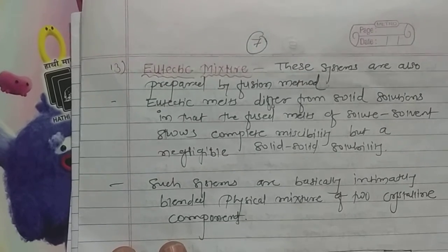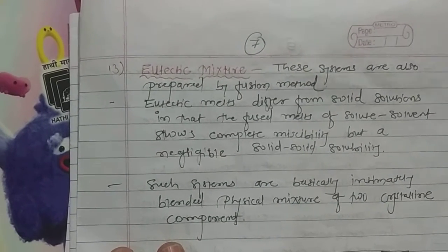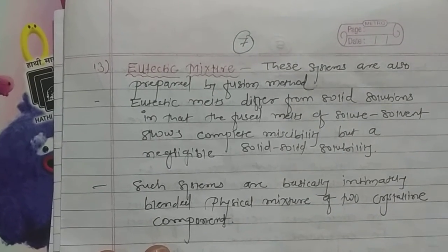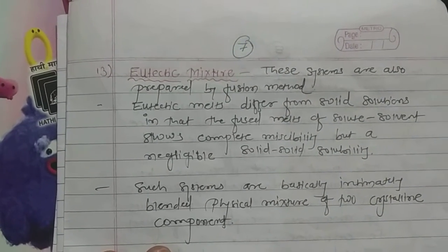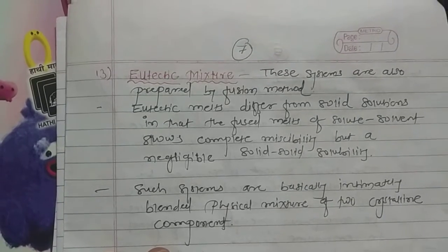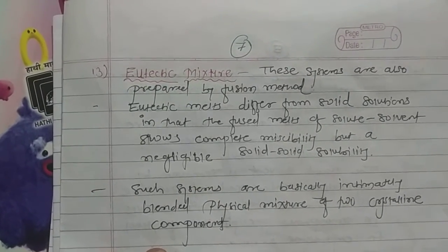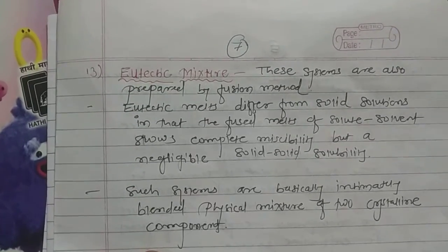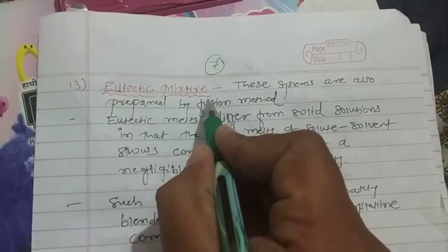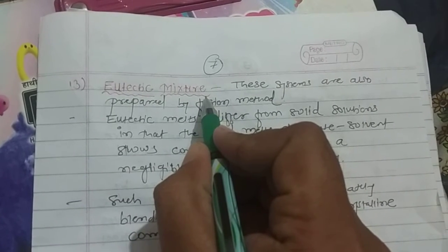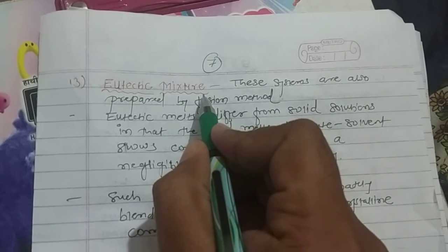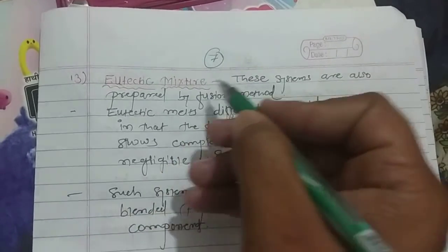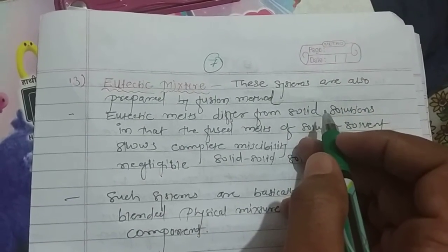Welcome students. This is the third part of the methods to enhance the dissolution rate and bioavailability of poorly water soluble drugs. So the next method to increase the dissolution rate is by forming a eutectic mixture. Eutectic mixture बना के हम उस सब्सटेंस का डिसोल्यूशन रेट एंड बायो अवेलेबिलिटी बढ़ा सकते हैं. So these systems are also prepared by a fusion method.